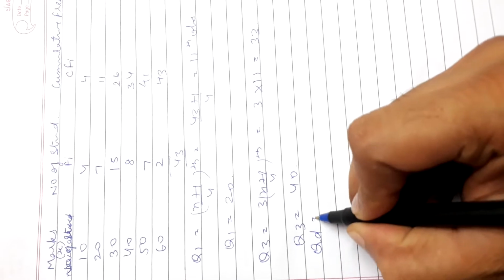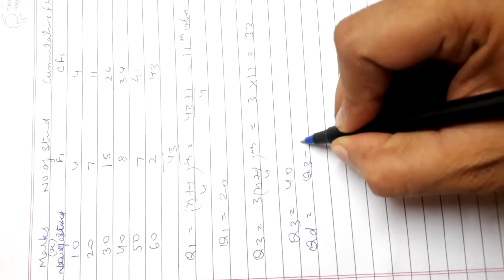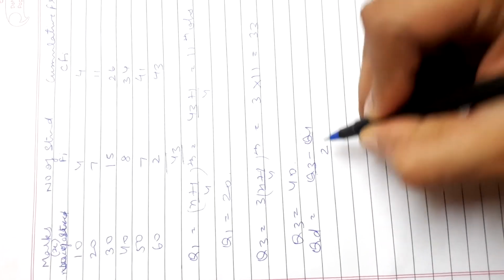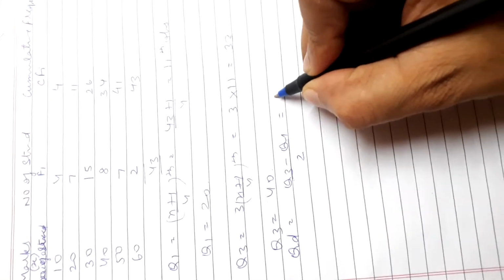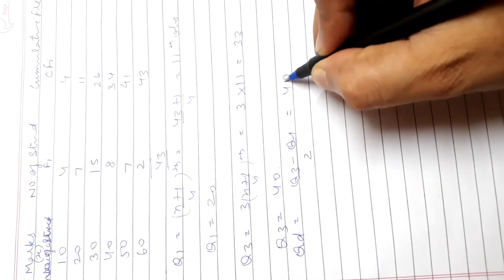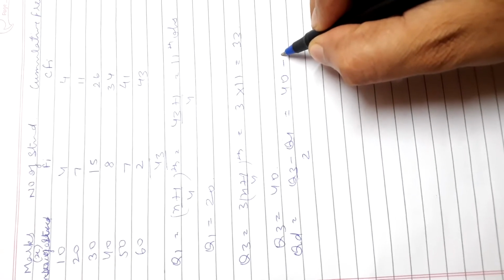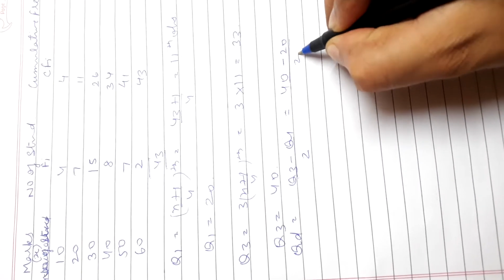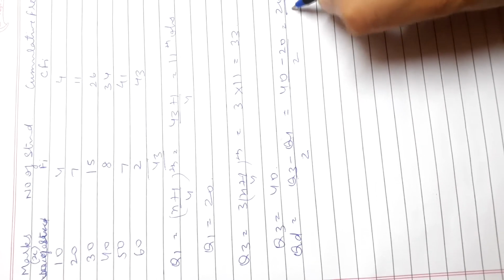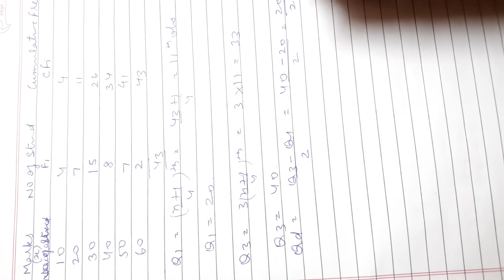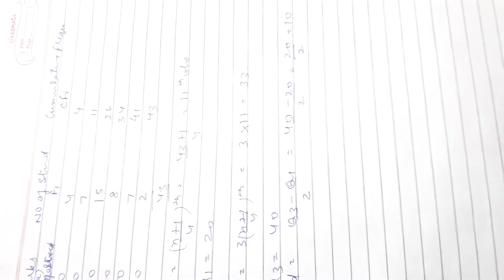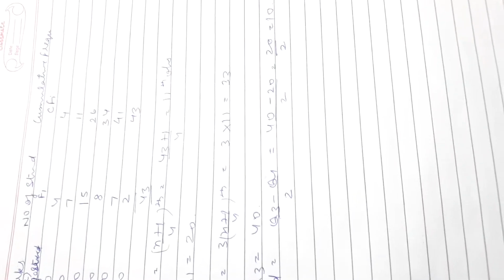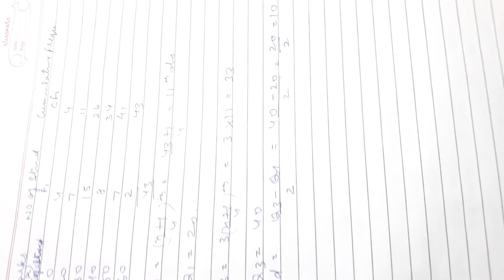Quartile deviation is equal to (Q3 minus Q1) divided by 2, which is equal to the value for Q3, 40, minus the value of Q1, 20, divided by 2, which is equal to 10. So we have found the quartile deviation value as 10.